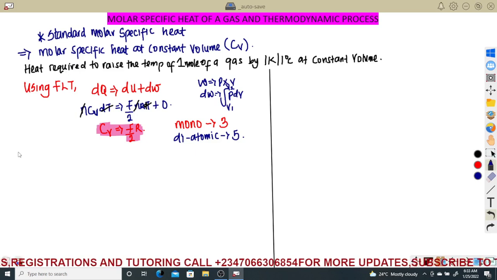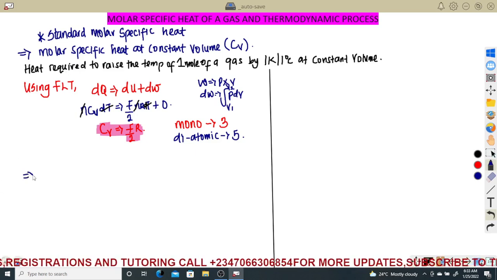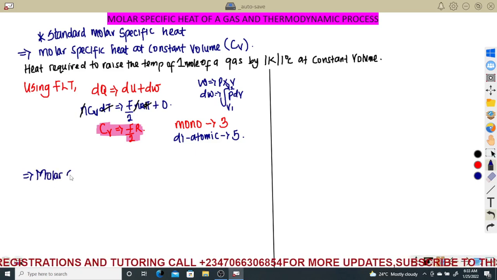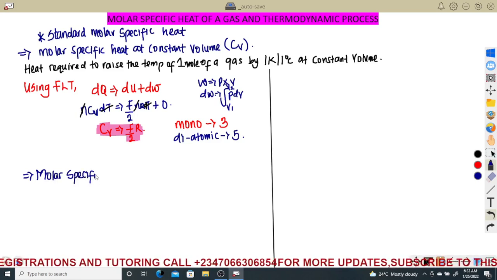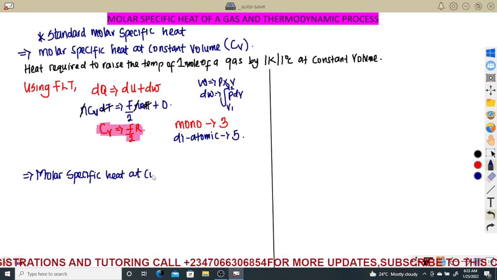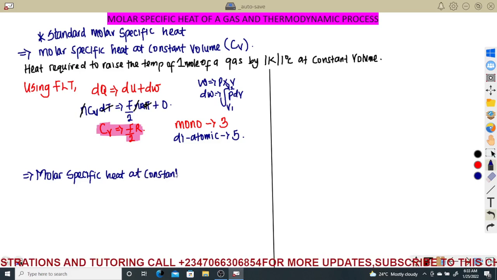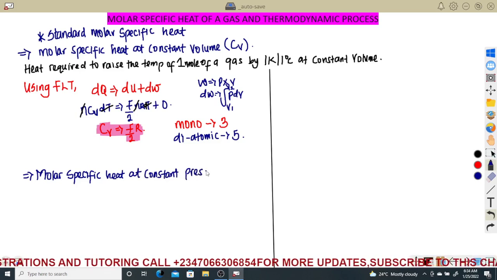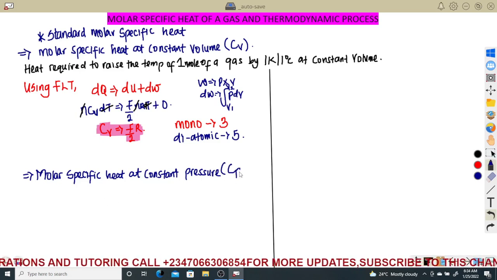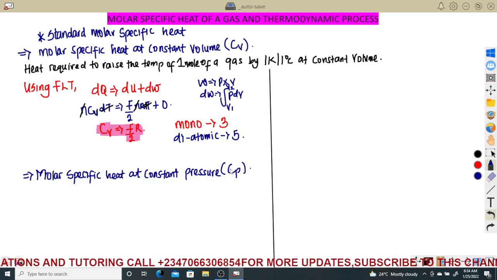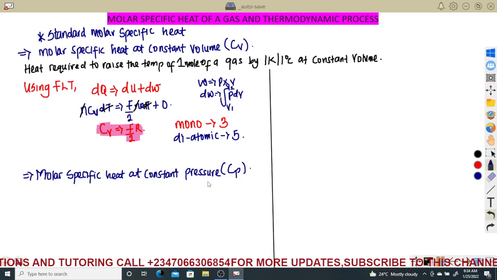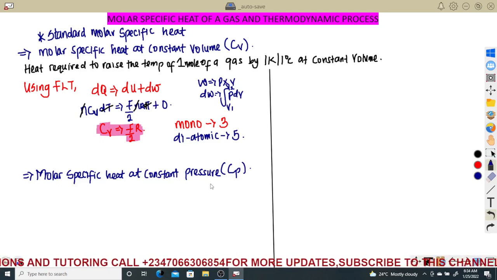So the second standard molar specific heat is called the molar specific heat at constant pressure. The molar specific heat at constant pressure is denoted by Cp. You can see that means there are two types of C. When you are considering Q equals W plus dU, that means Q equals n C, which can be Cv and can be Cp.